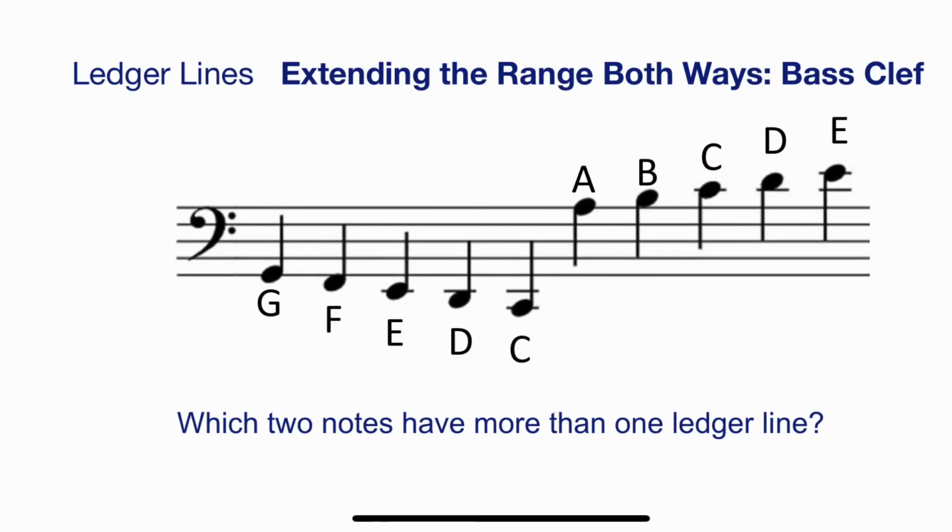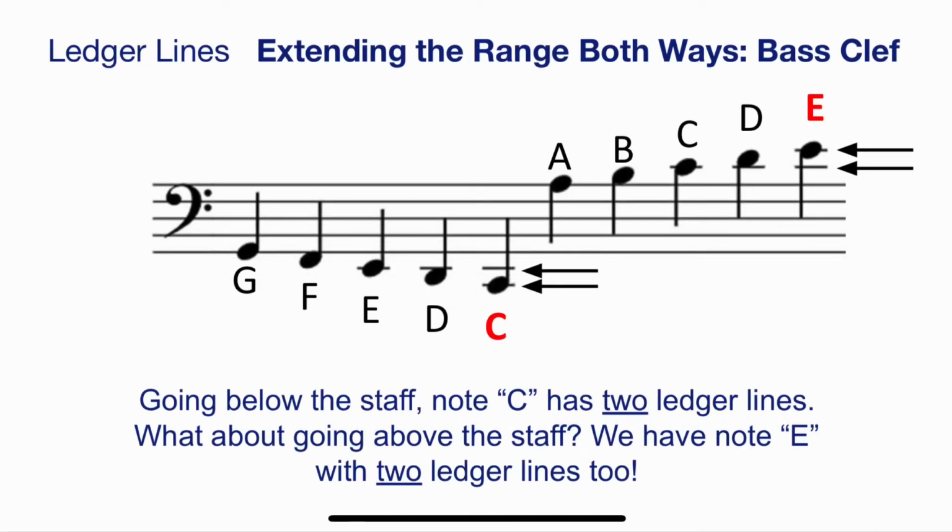We already just answered this question, but see if you can remind yourself which notes in this staff have more than 1 ledger line. Going below the staff, we have note name C, which has 2 ledger lines. Going above the staff, we have note name E, which has 2 ledger lines as well.